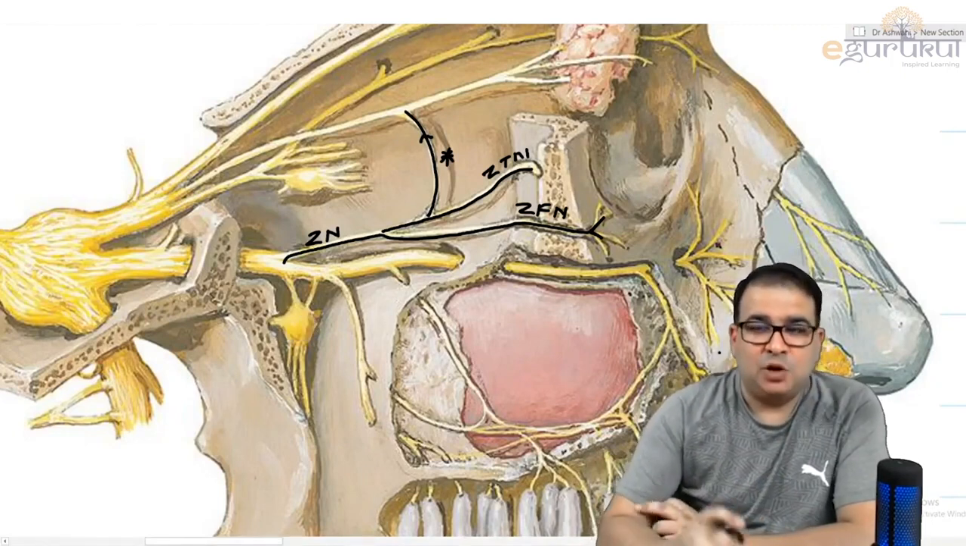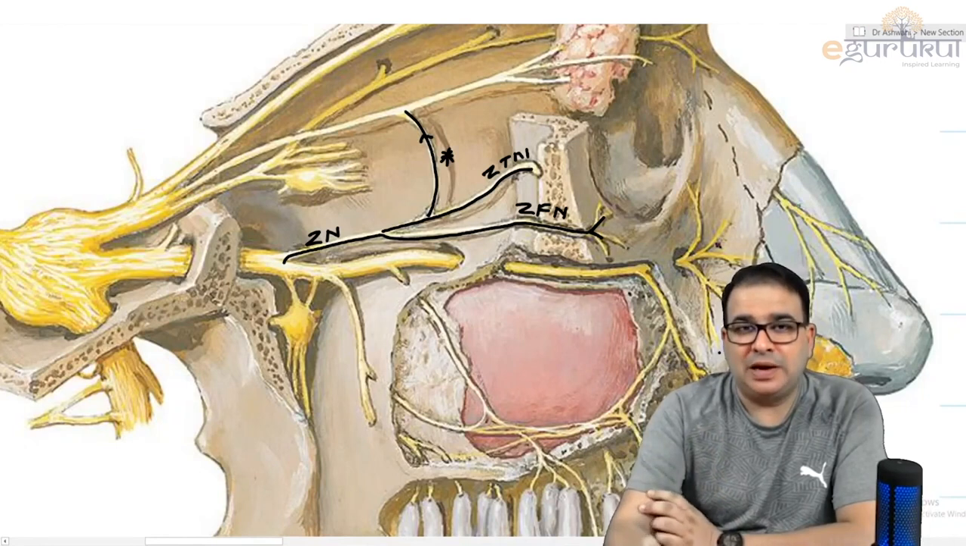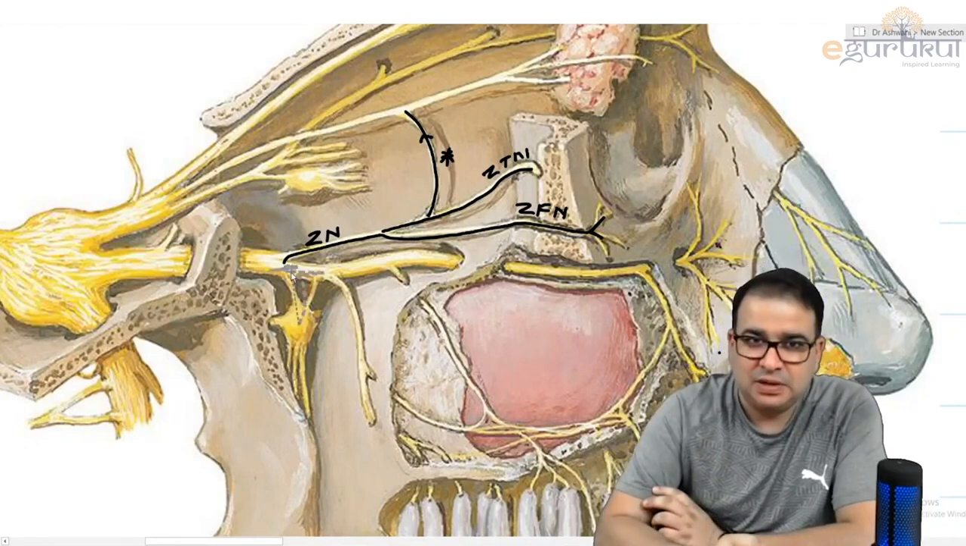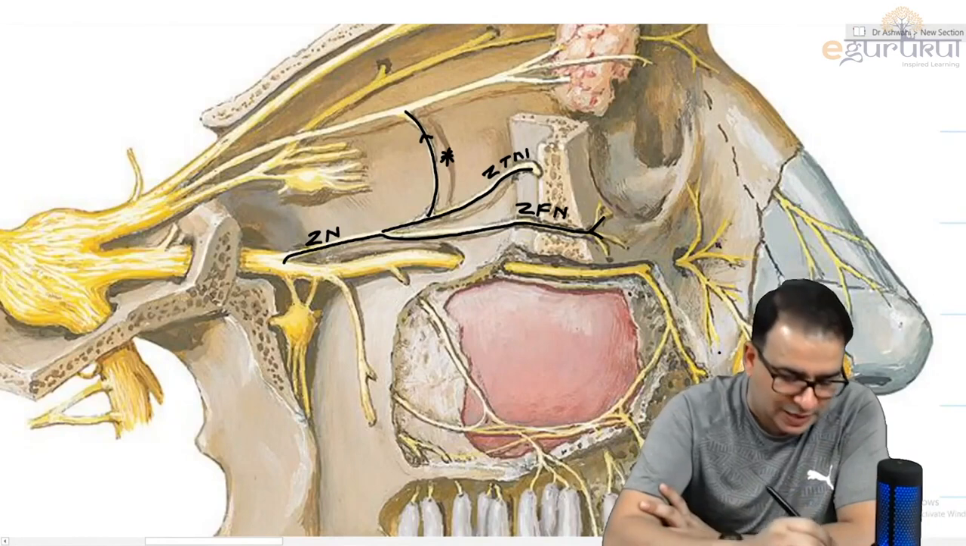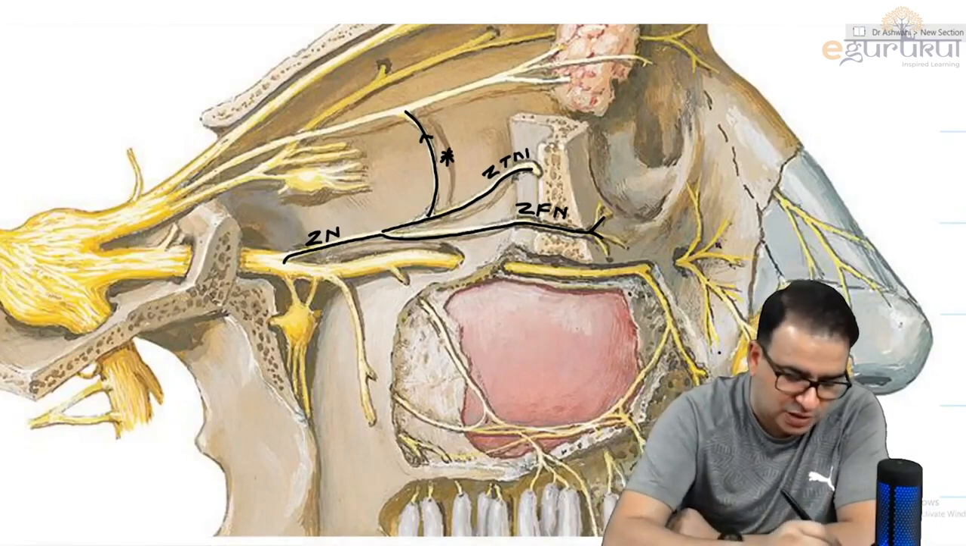Guys, pterygopalatine ganglion, the nerve which is topographically connected to pterygopalatine ganglion is maxillary nerve. But the functional nerve will be some other one, right? I'll tell you what the functional nerve is. Facial nerve is the functional nerve for this.